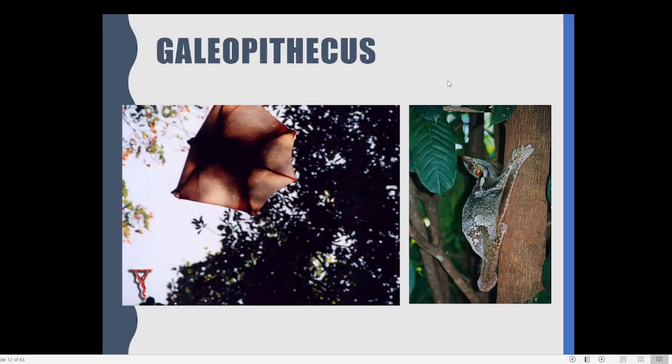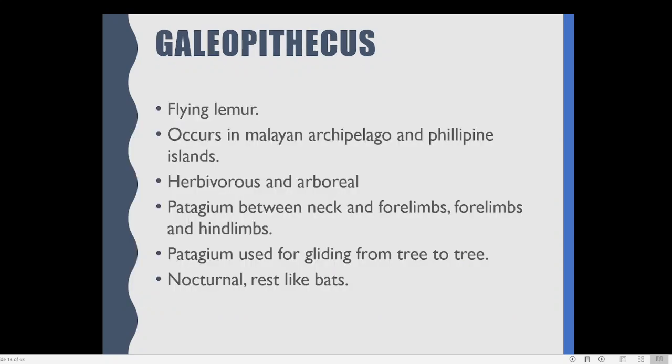If you look at the Dermoptera, an example for the Dermoptera is the Galeopithecus. So that is the example that we have to study. This animal is known as the Galeopithecus, and the popular name of Galeopithecus is the flying lemur. So that is the common name, flying lemur, and its distribution is in the Malayan archipelago.